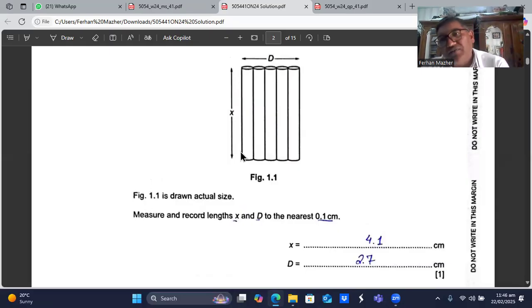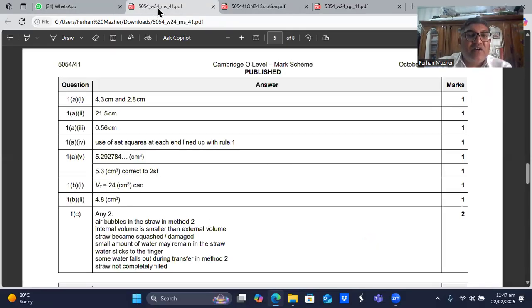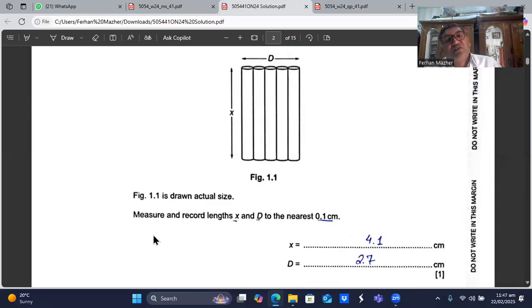Because the paper we are using is a photocopy, whenever we photocopy these papers, the length shrinks a little bit. That's why our answer will be a little bit less than the real answer. The real answer is 4.3 and 2.8, but our answers are 4.1 and 2.7, and this is no problem. Just write down whatever the length D is, measuring this length with the help of the scale and noting it here.